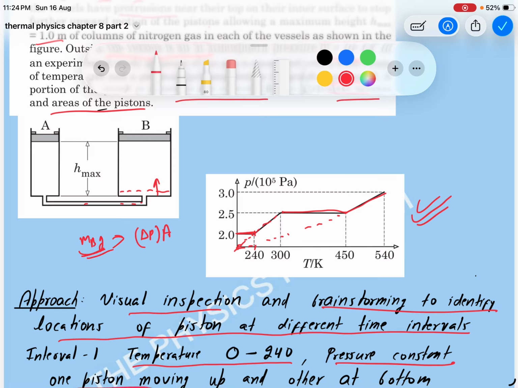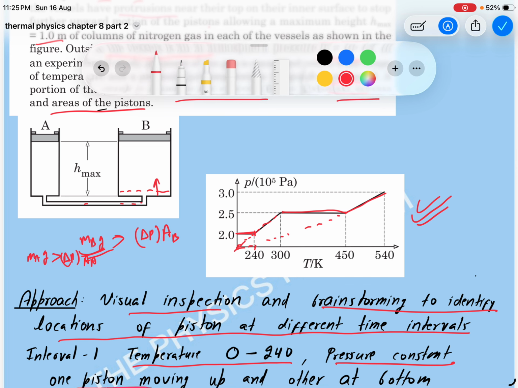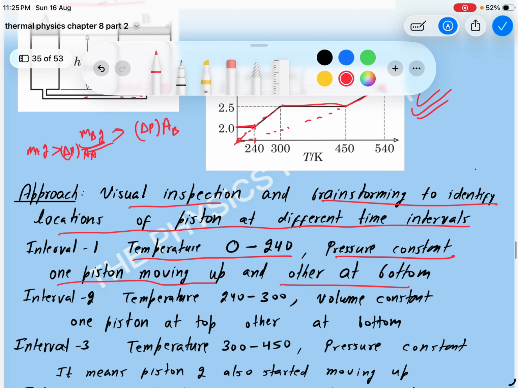So this can be more than this, or MAG also can be more than delta P into its area, the area of A, because areas are also different now. I cannot simply say that MB is more than MA just by looking at their areas, right? So I'm not sure about anything, which is heavier or which will move first. So I'm considering any one of them is just moving up and the other is at the bottom in the first interval, right? So that is my first interval.